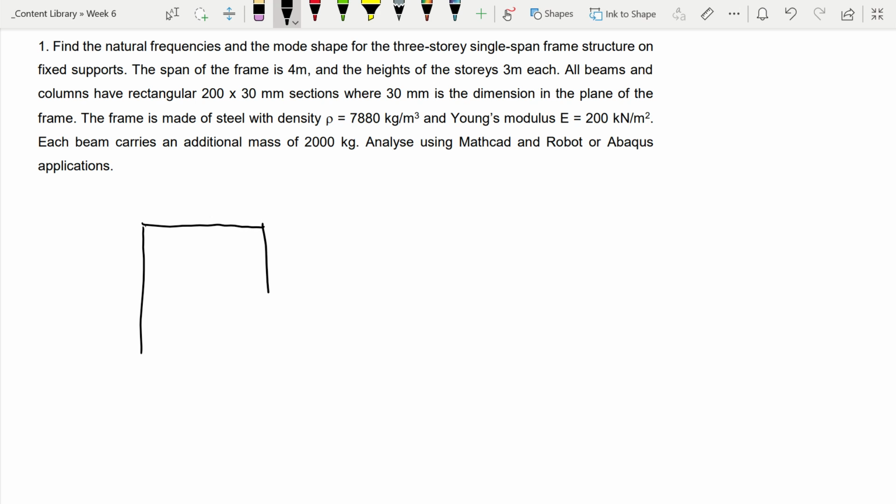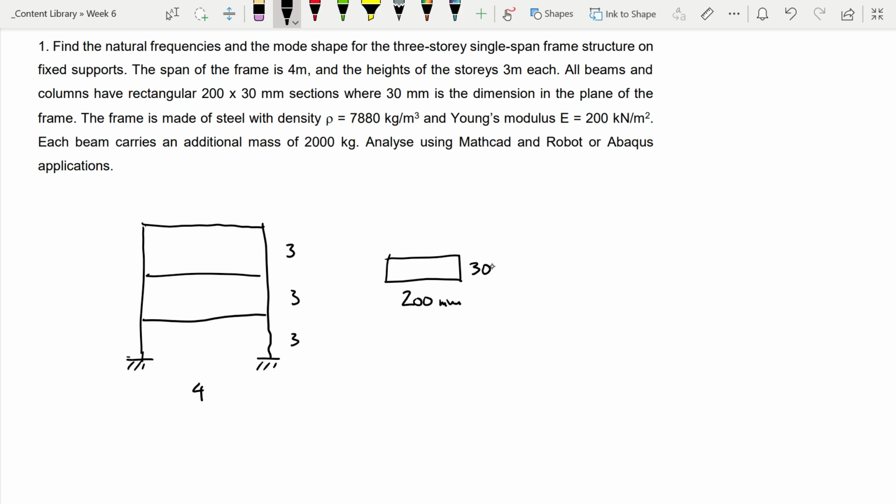And the height of each story is 3 meters. And it's a 3-story frame on fixed supports. 4, 3, 3, 3. All beams and columns have rectangular 200 by 30 millimeter sections.